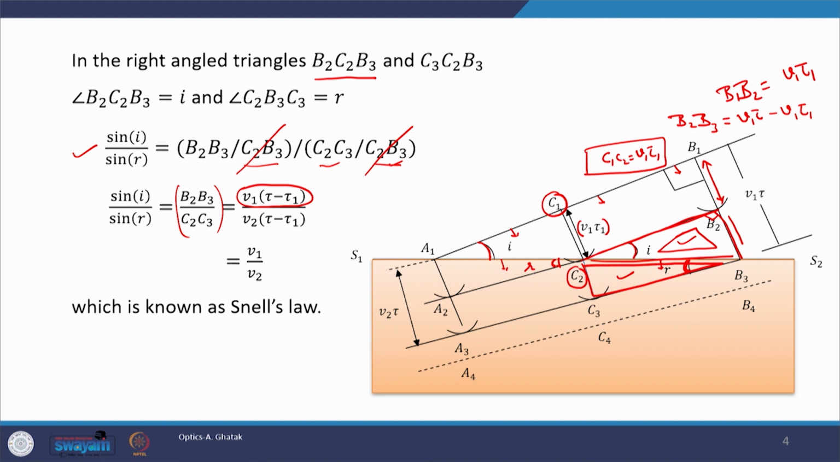Now, similarly for C2C3, C2C3 would be equal to A2A3, and from here we can get that C2C3 is equal to V2 tau minus V2 tau 1. This is what is written here. Now, from here the tau minus tau 1 will go away and we will have V1 by V2, which is our Snell's law.